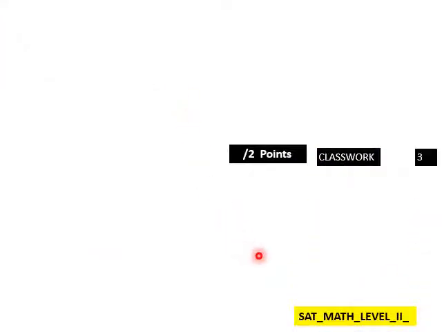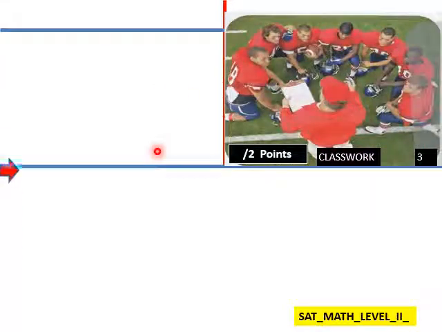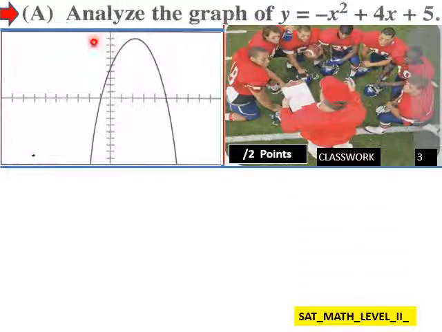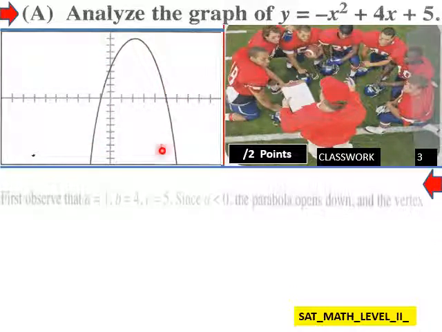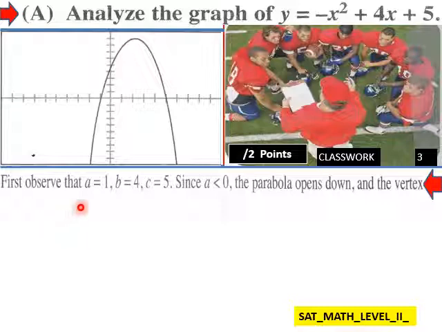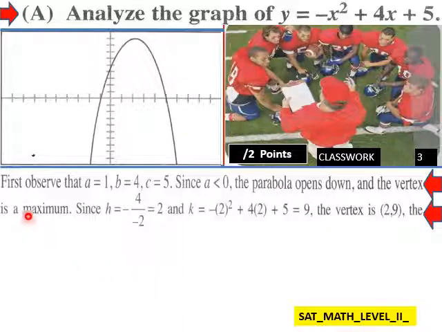Going into our first example, A: analyze the graph of y equals negative x squared plus 4x plus 5, and here it is. First observe that a equals negative 1, b equals 4, and c equals 5. Since a is less than 0, we have a negative 1 here, the parabola opens down, which it does, and the vertex is a maximum.